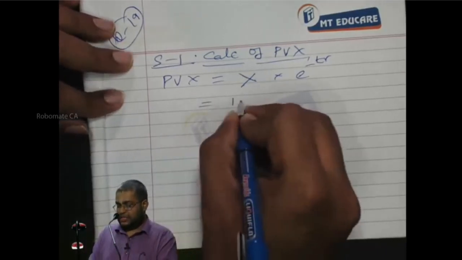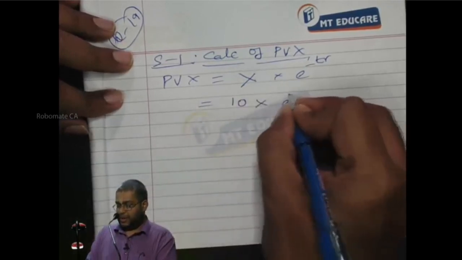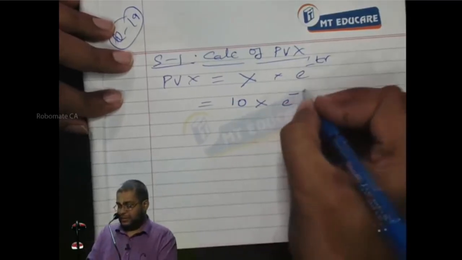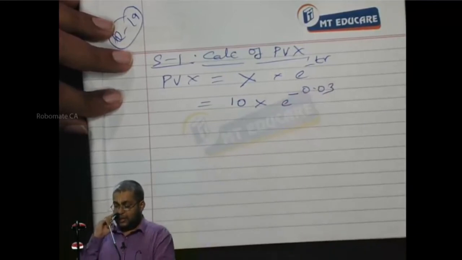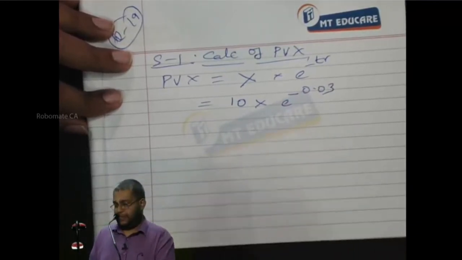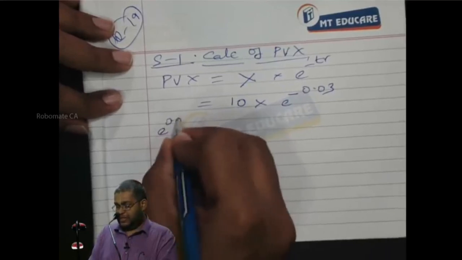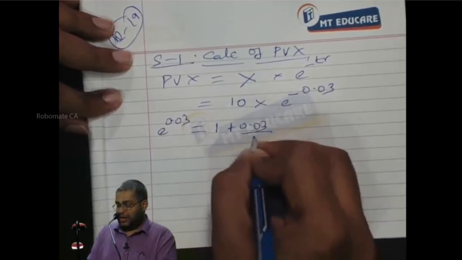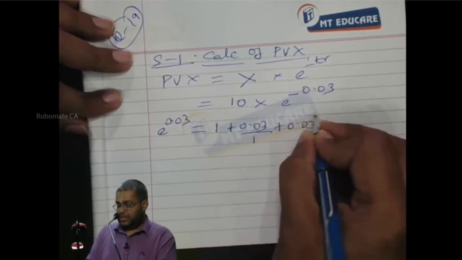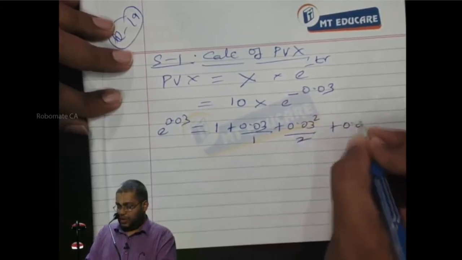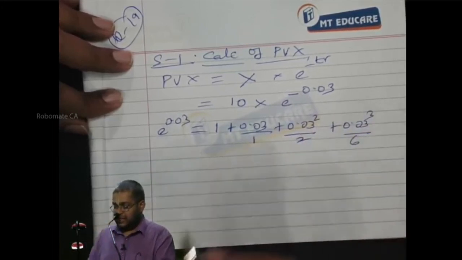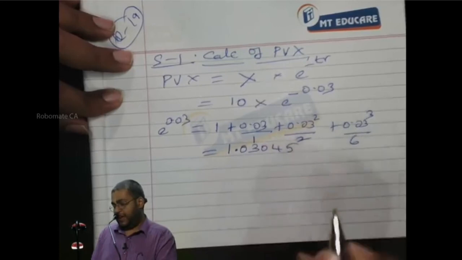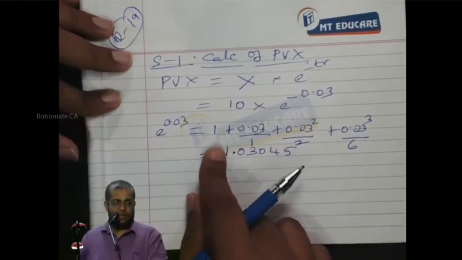I want to know what is the strike price? 10 rupees into e power minus RT. RT itself is 3%, R is given for 6 months. So 10 into e power minus 0.03. Now, can you tell me what is e power 0.03? 1 plus 0.03 plus 0.03 squared by 2 plus 0.03 the whole cube divided by 6. The number is 1.03045. So 1.03045 is e power 0.03.